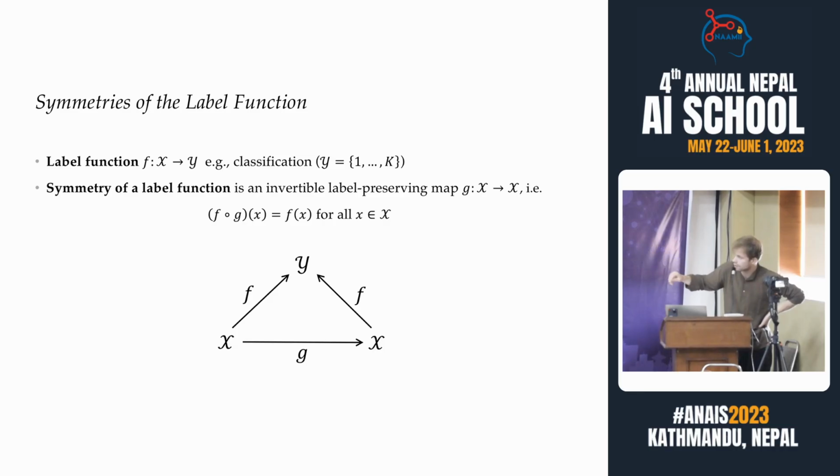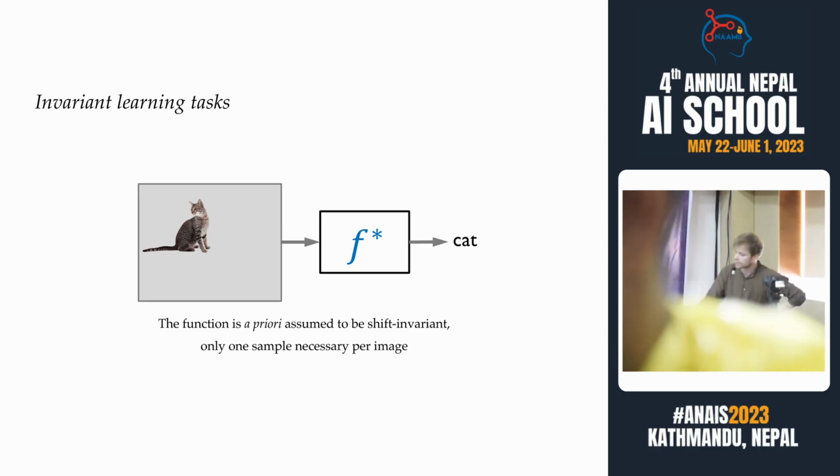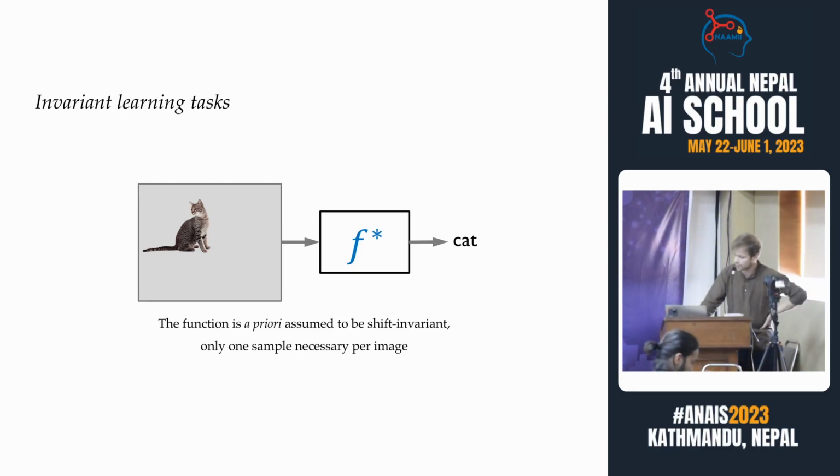And what you want is, if you look at the diagram below, if F classifies, for example, a cat as a cat, then you want the transformed cat to also be classified as a cat, right? This is what this diagram tries to illustrate. So the goal is to parameterize these invariant functions, so we assume that the task we're solving has this invariance encoded in it. And we assume that the function is shift invariant.